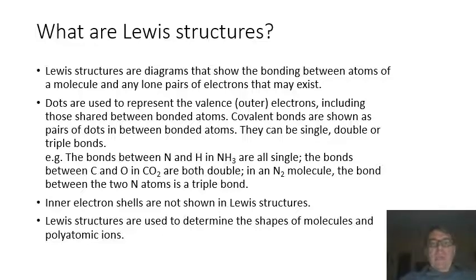They also show any lone pairs of electrons that may exist in the molecule, and we use dots to represent the electrons. And of course, they're all valence electrons. We're ignoring the inner shell electrons for this. There are single bonds, double bonds, and triple bonds involved sometimes. A triple bond is the sharing of 3 electron pairs, a double bond is 2 electron pairs, and a single bond is 1 electron pair shared between 2 atoms.